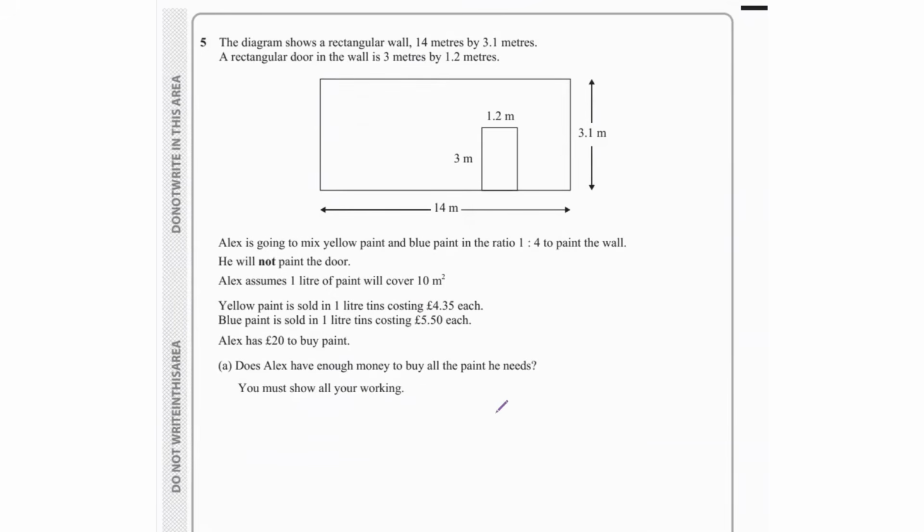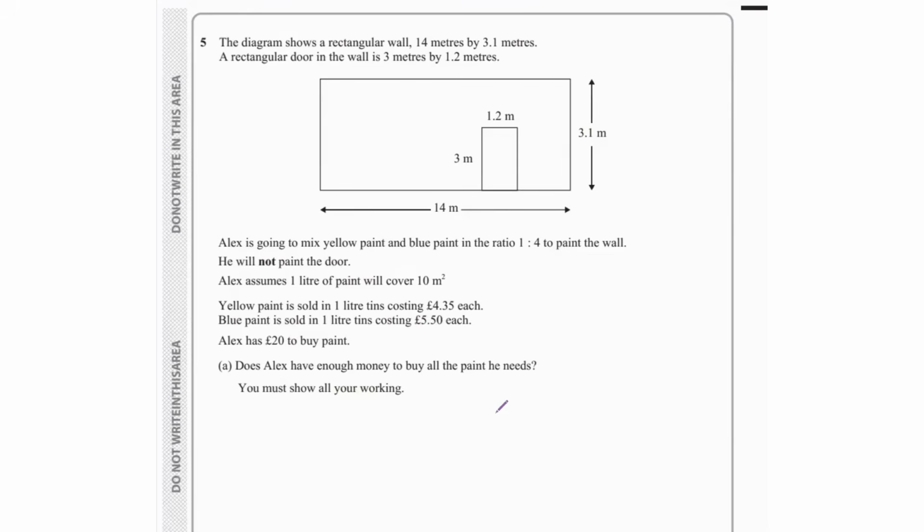The diagram shows a rectangular wall, 14 meters by 3.1 meters. Then a rectangular door is in the wall, which is 3 by 1.2 meters. Alex is going to mix yellow paint and blue paint in the ratio 1:4 to paint the wall. He will not paint the door. Alex assumes that 1 liter of paint will cover 10 meters square.